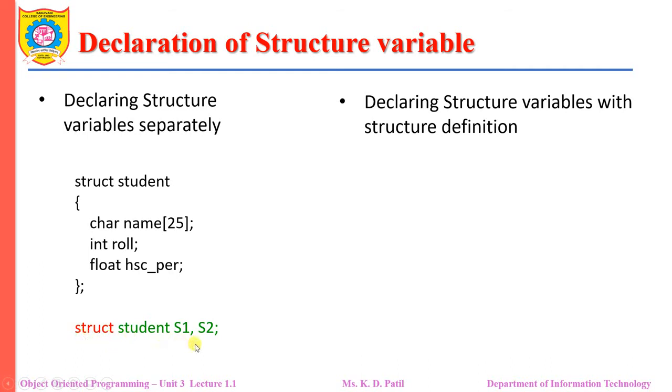So the complete syntax is struct student followed by the structure variables s1 and s2. If I want to create more than one structure variable, then I can separate those structure variables using a comma. Now if I want to create the structure variables with the structure definition, I can create like this. Here I have a structure student with the structure variables s1 and s2. In that case, there is no need to declare the struct student statement again.